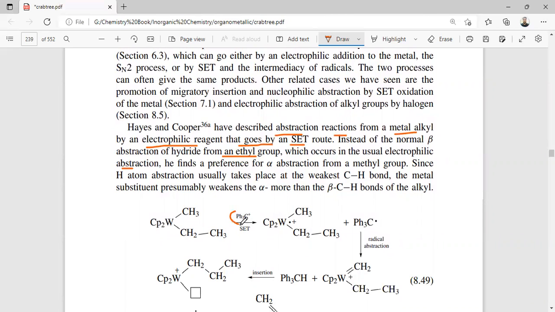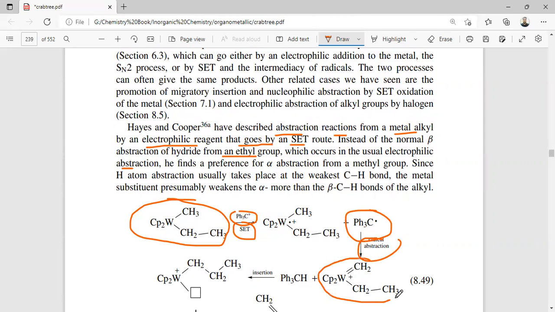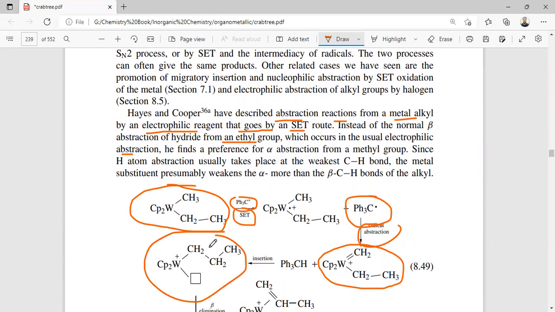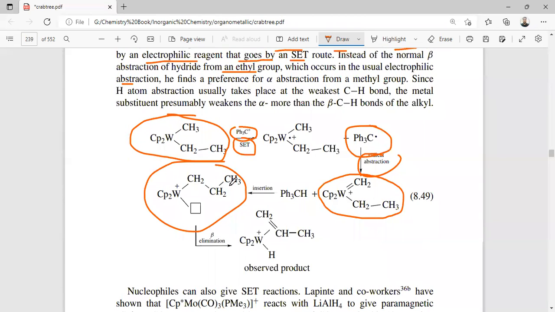the Ph3C+ upon single electron transfer from this cobalt alkyl group forms this radical intermediate, then radical abstraction forms this carbene intermediate. Next, the insertion of this carbene intermediate forms this metal alkyl. Next, the beta hydride elimination forms this alkene intermediate and a metal hydride bond is formed.